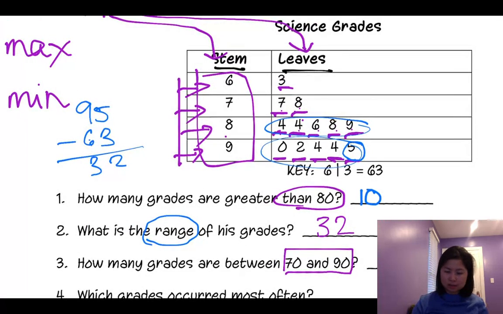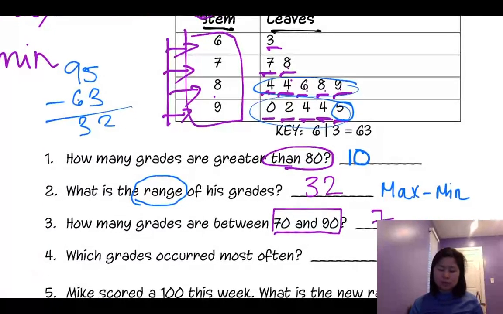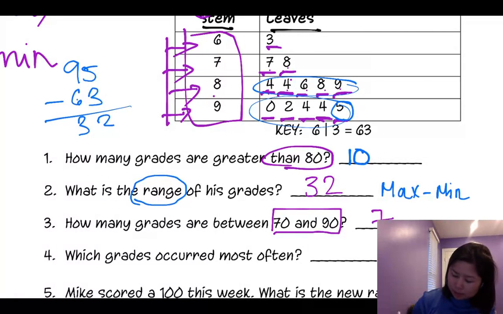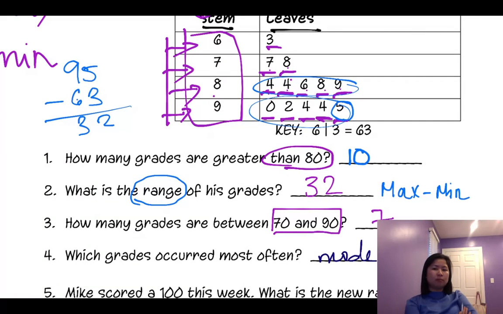Yes, that's correct, Justin. So the next one is which grade occurs most often? The one that occurs most often, we can call by another name. We can call this one the mode, right? But which grade occurs most often from the plot?